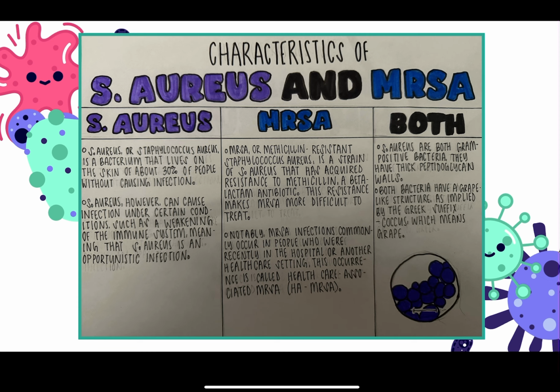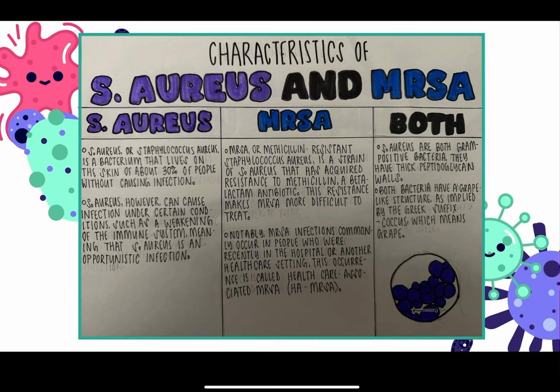Moving on to MRSA, or methicillin-resistant Staphylococcus aureus. This is a strain of S. aureus that has acquired resistance to methicillin, a beta-lactam antibiotic. This resistance makes MRSA more difficult to treat than S. aureus because we can't use the same antibiotics that we would use for S. aureus for MRSA. Notably, MRSA infections commonly occur in people who were recently in the hospital or another healthcare setting. When this occurs, we refer to this as healthcare-associated MRSA.